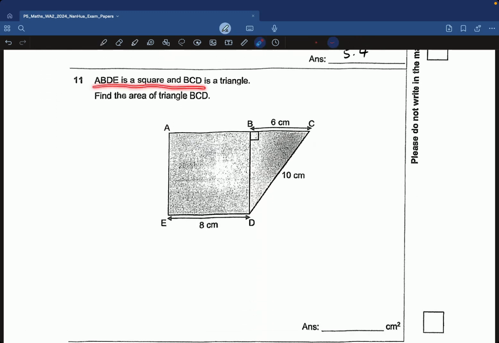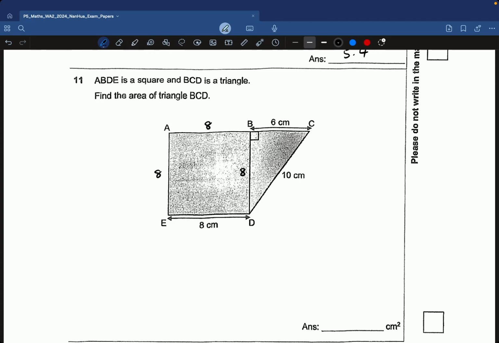ABDE is a square and BCD is a triangle. Find the area of triangle BCD. So ABDE is a square. So square means all of the sides are the same. So that means this is 8 centimeters, this is 8 centimeters, and this is 8 centimeters.